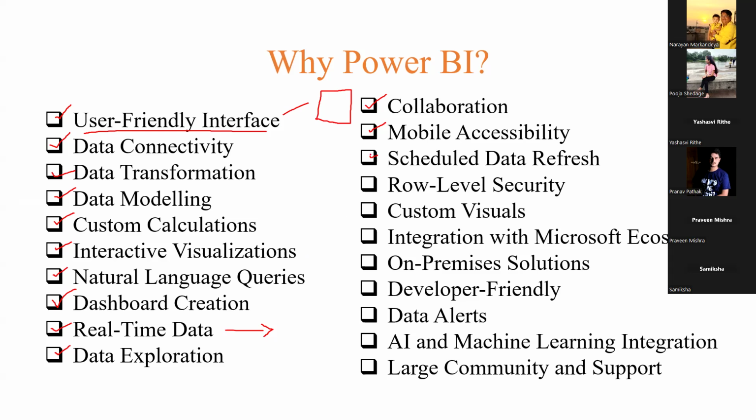Then row level security. As I mentioned, when we work with Power BI, we have to provide the data in a particular format, tabular format. That is, data is present in a number of rows and columns, and for each row Power BI provides the security. So row level security is present.